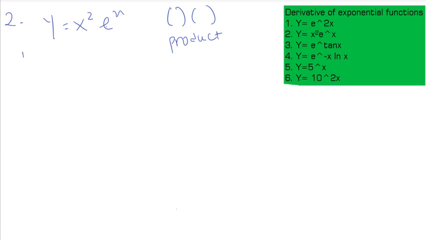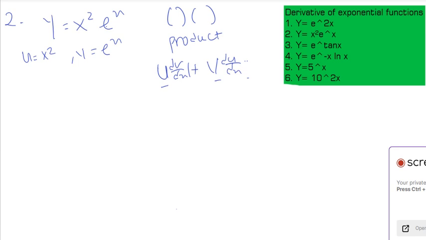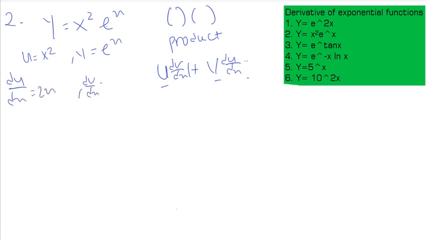So we're going to say let u equal x squared and let v equal e to the power of x. Now very quickly, our formula for product rule is u dv dx plus v du dx. Now we have u, we have v, we need to find dv dx and we need to find du dx, right? So now for du dx, that's going to be equal to 2x, and now for dv dx, that's just going to be equal to e to the power of x, right?